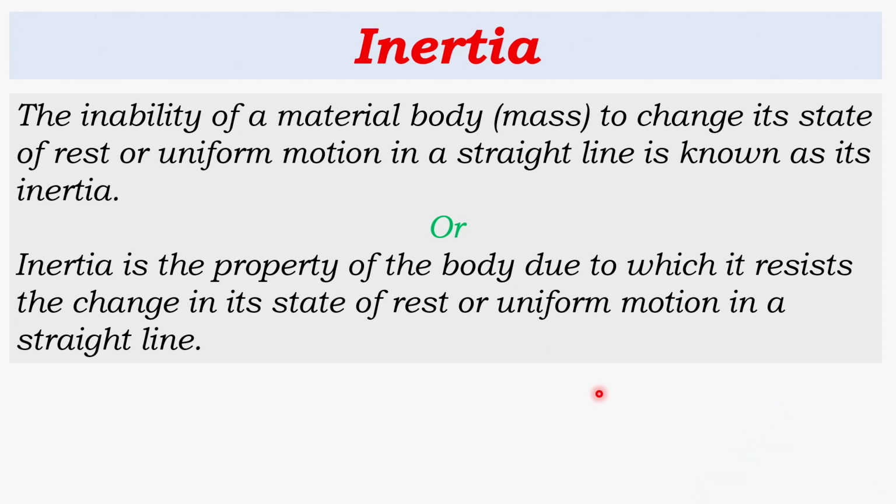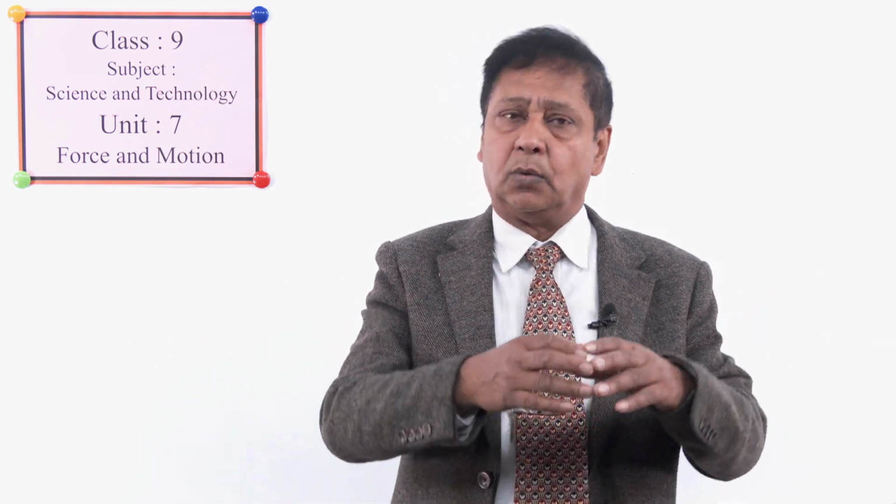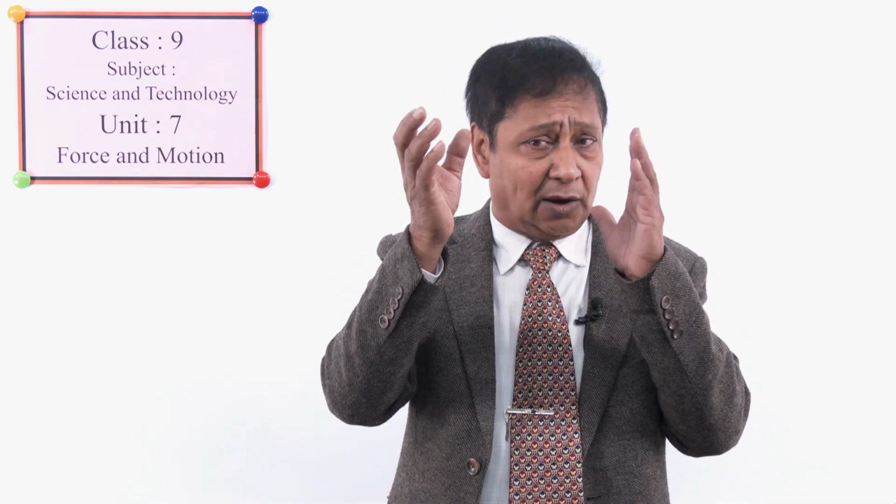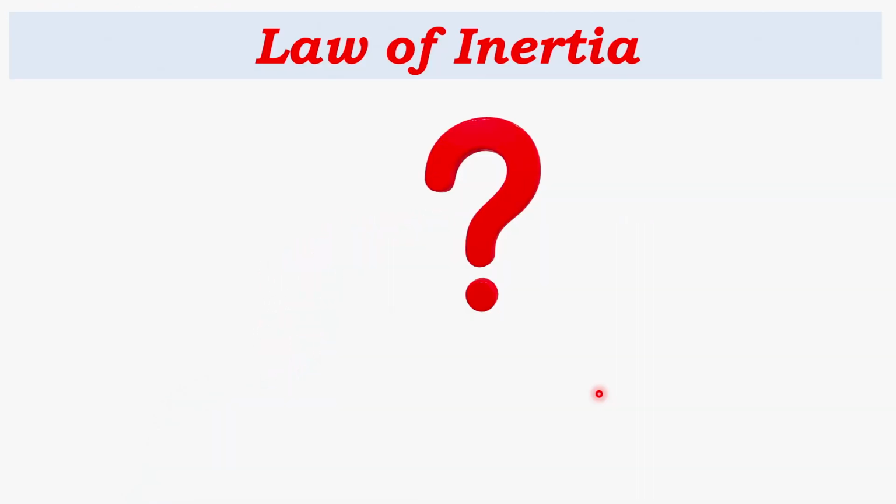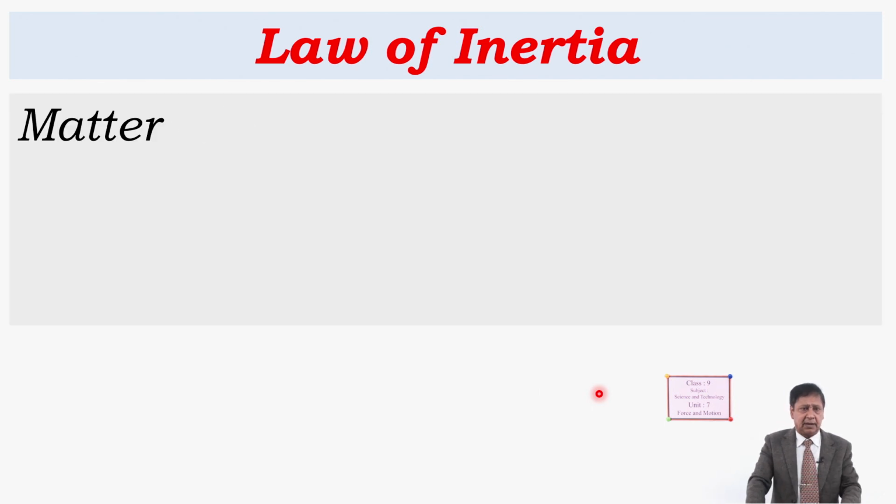Okay, now I want to mention one law of inertia. All the objects, all the bodies or matter which appear around us, or all the matter which is present in this universe, they have inertia, and all of them follow the law of inertia. This is also called the natural law of inertia. I want to present this natural law of inertia. Exactly what is it? Look at this.